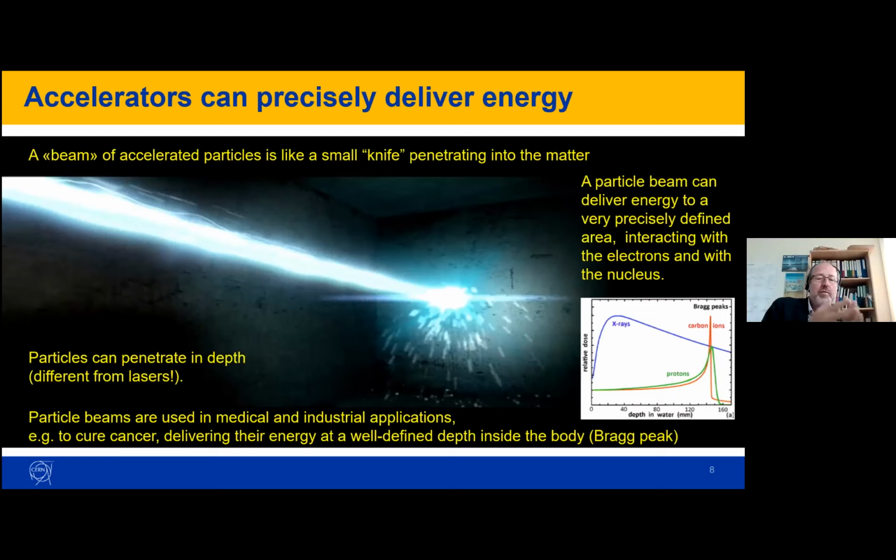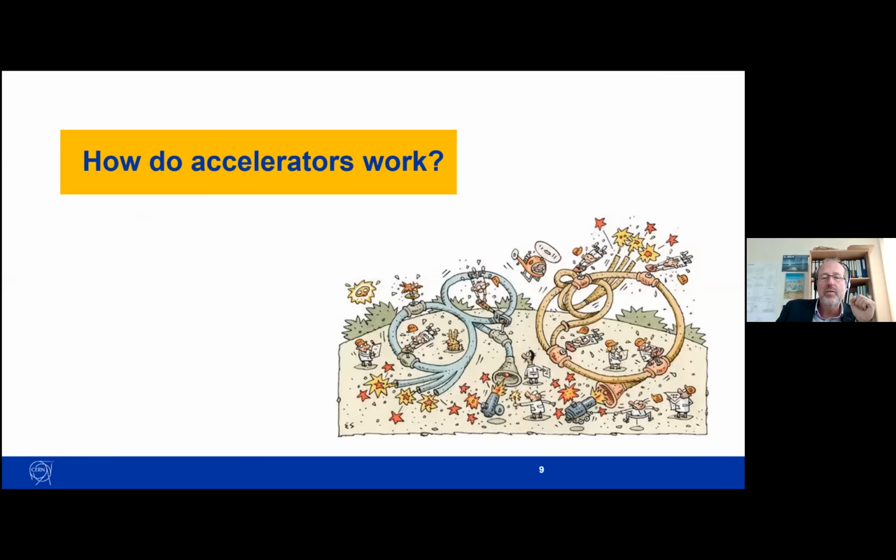And as you have seen from a previous speaker, there is the Bragg peak, which is a property of particles and only of particles, that allows us to deliver the energy even beyond the surface, deeply inside an object. So really, in a sense, accelerators are magic tools to interact with matter in different ways and also to be used in medicine. But how does an accelerator work? What is the trick? How can we make an accelerator? And now we are going to build together a particle accelerator.